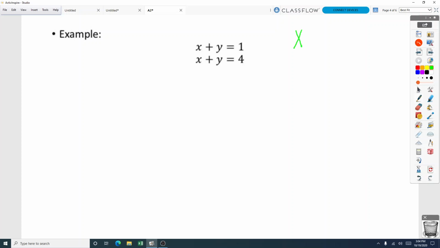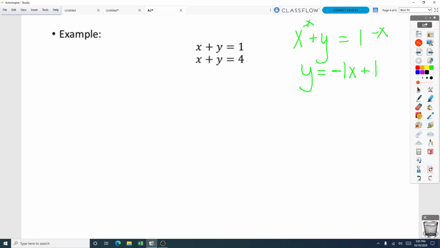So I'm going to look at the first one. x plus y equals 1. How do I move a positive x? You subtract it. Good. Negative x. So I'm going to write it with the x first. So y equals negative 1x plus 1.